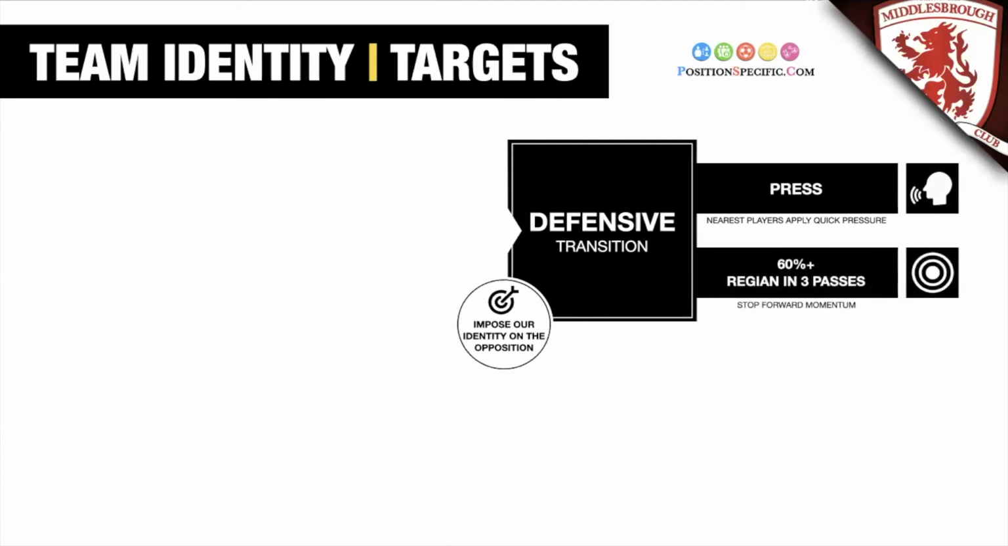Got a target of 60% plus, so we're sticking with that 60% for now, and we're looking to regain within 3 passes. If we can't do that, we stop the opposition from playing forward. Over the next couple of weeks, we start to up this target.